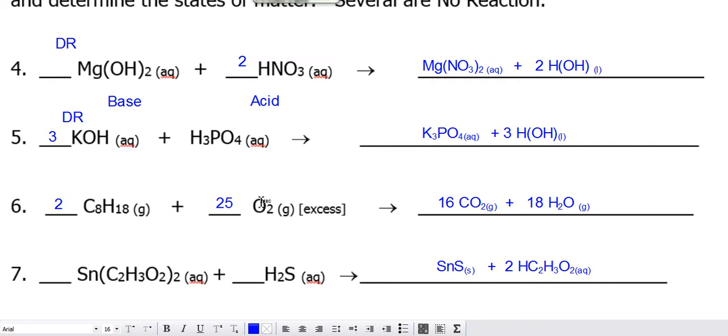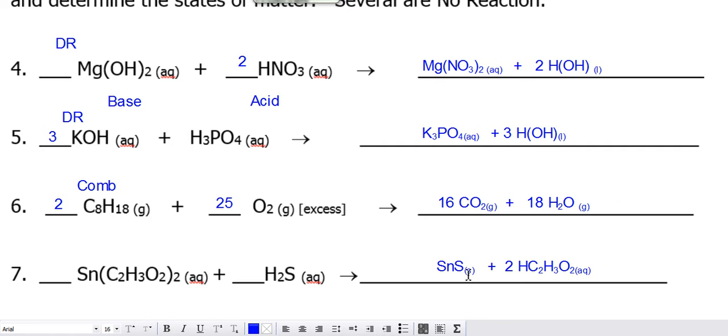Number six, there's an excess of oxygen, so that is combustion. Alright, that's a combustion reaction. There's excess oxygen, so it's complete combustion. We have carbon dioxide and water. After we write carbon dioxide and water, we then have to balance it.